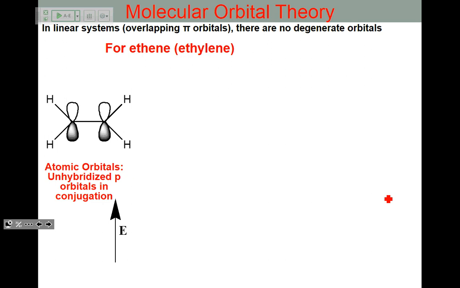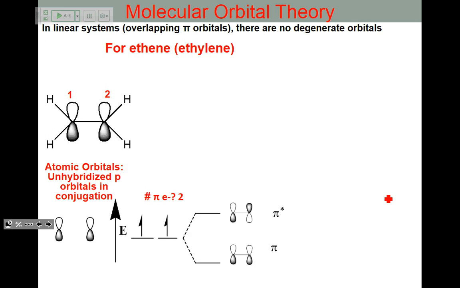We have 2 unhybridized p orbitals, so that's all we're going to map out. So that means we'll have 2 orbitals. So here's our 2 unhybridized p orbitals, our 2 atomic orbitals. So we're going to have 2 molecular orbitals. We're going to have completely symmetric and completely asymmetric in this case. So we have only bonding and anti-bonding.